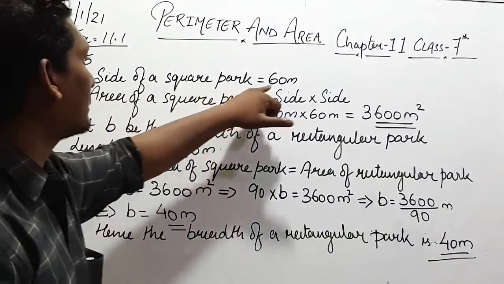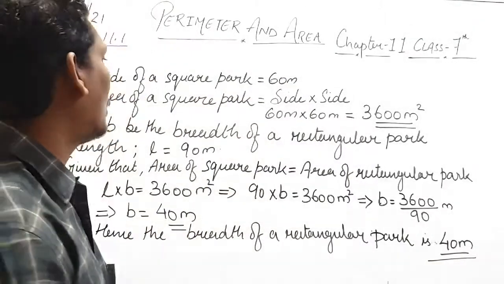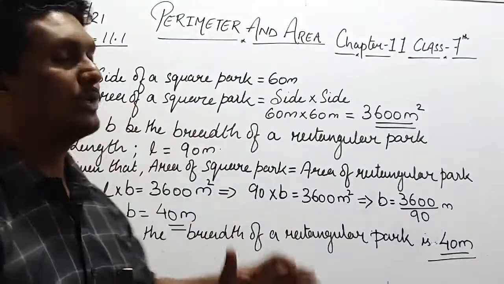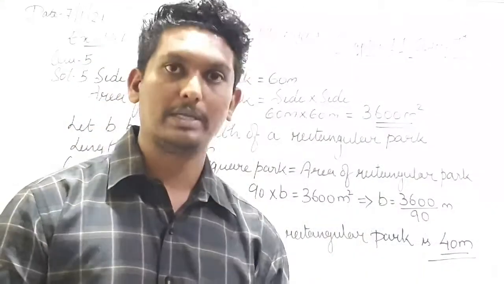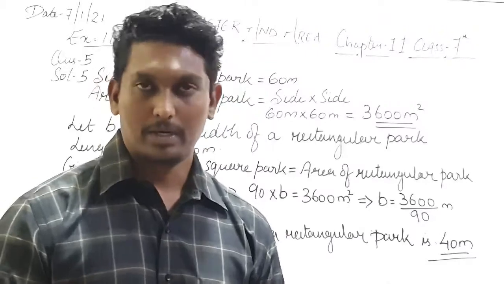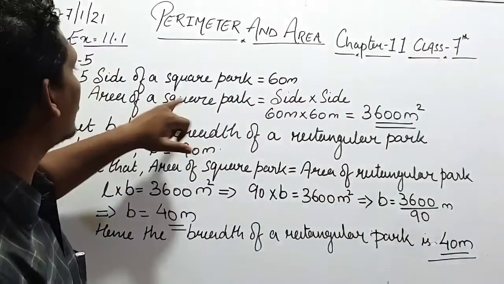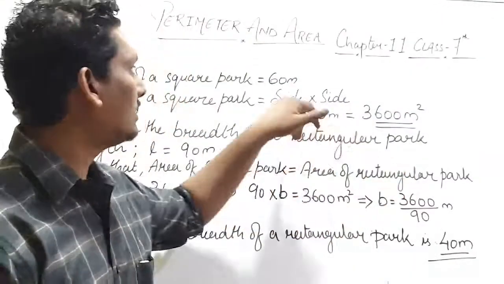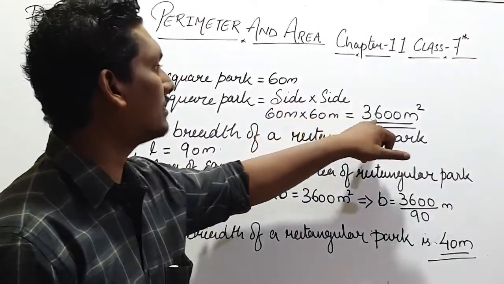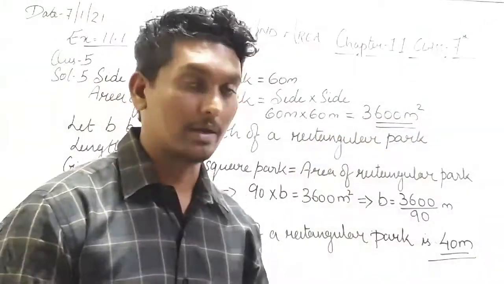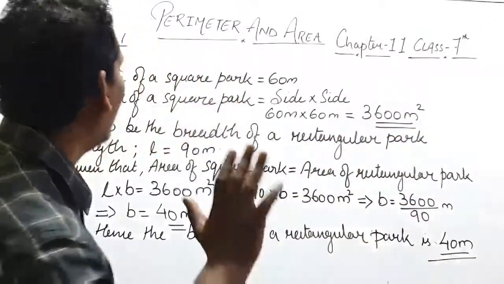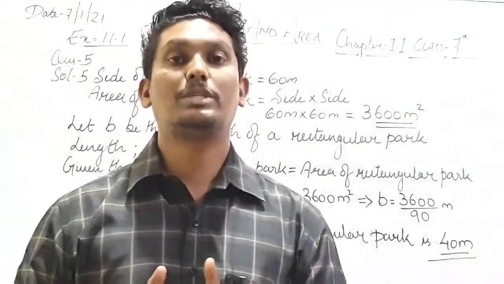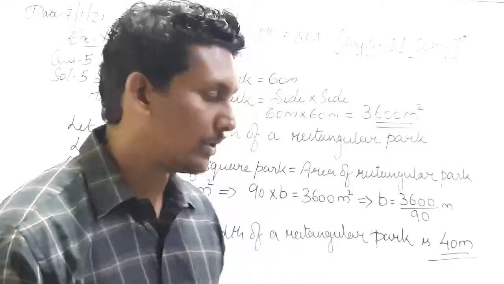So the side of the square park is given, that is 60 meter. We have to find the area, because in the question it is mentioned that the area of the square park is equal to the area of the rectangular park. So the area of the square park is side into side. The formula is S into S, that is 60 into 60, that is 3600 meter square. Meter square you have to put. Now this is the area of the square park, which is equal to the area of the rectangular park.